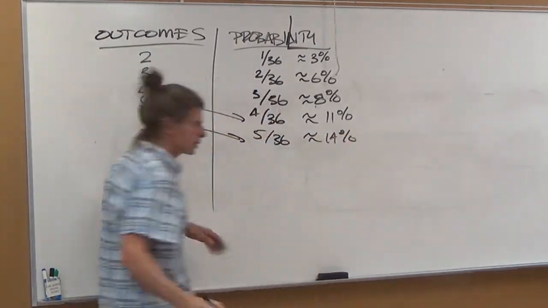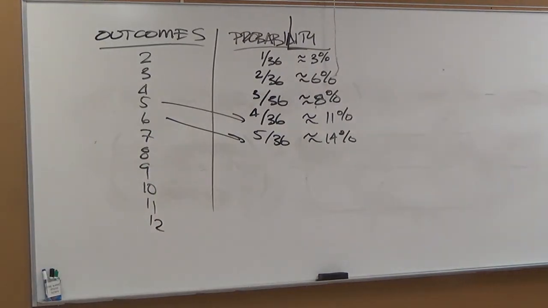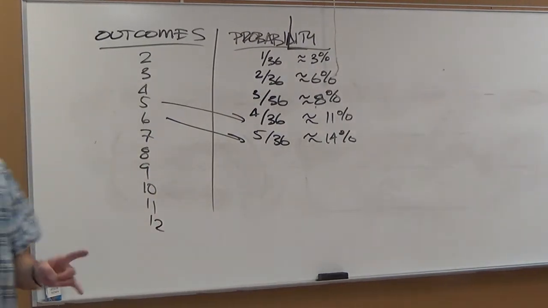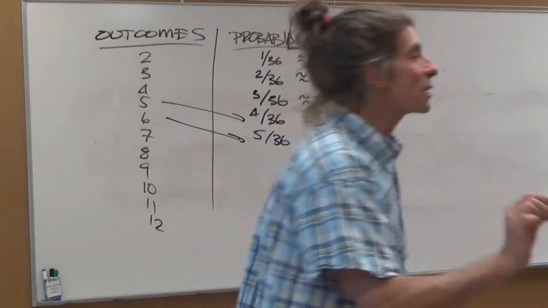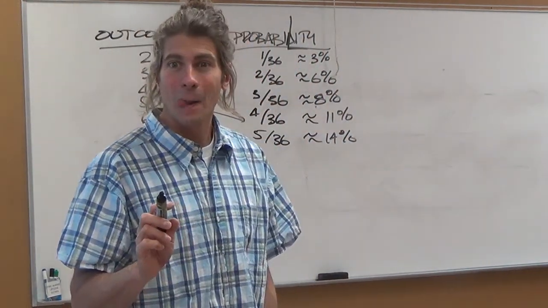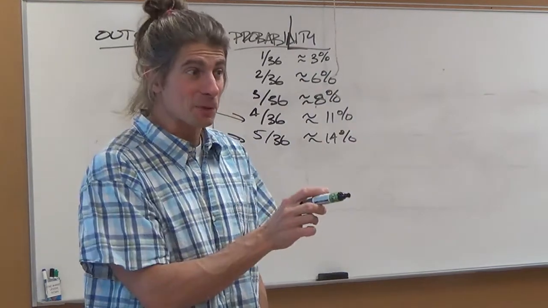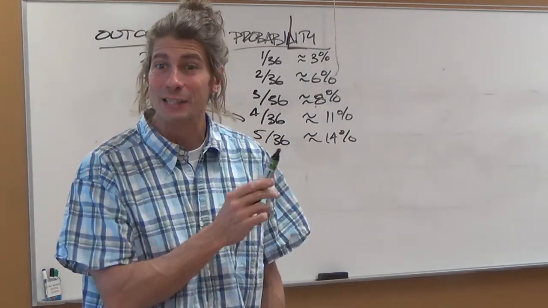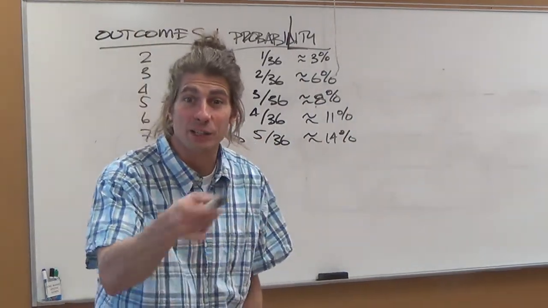Now it's going up by about 3%. What fraction is it going up by each time? It's about 3%, just shy. It's 1 in 36. We're adding 1/36 more each time.